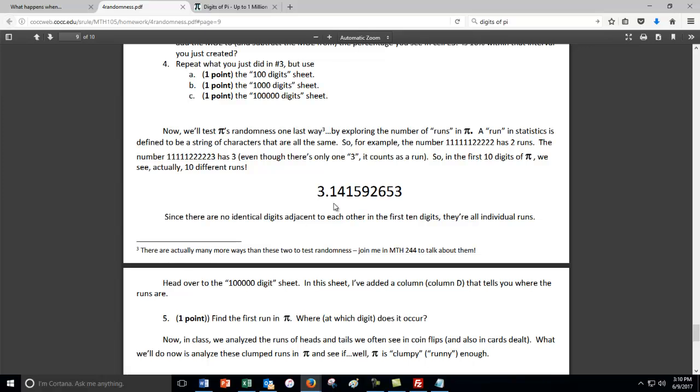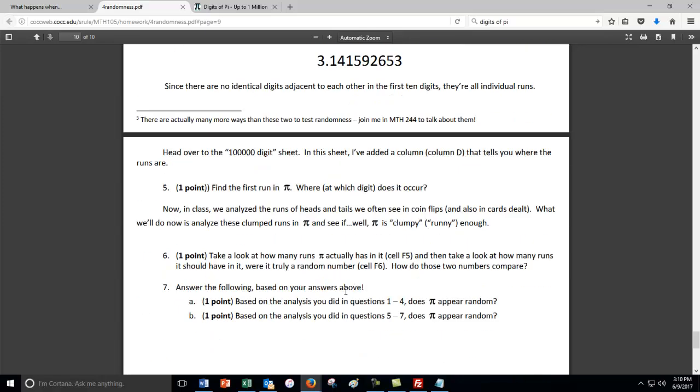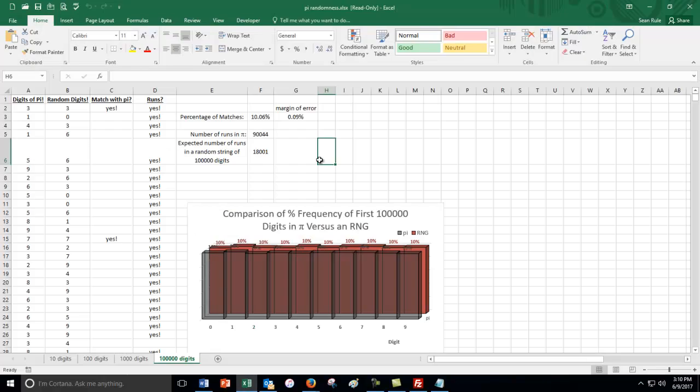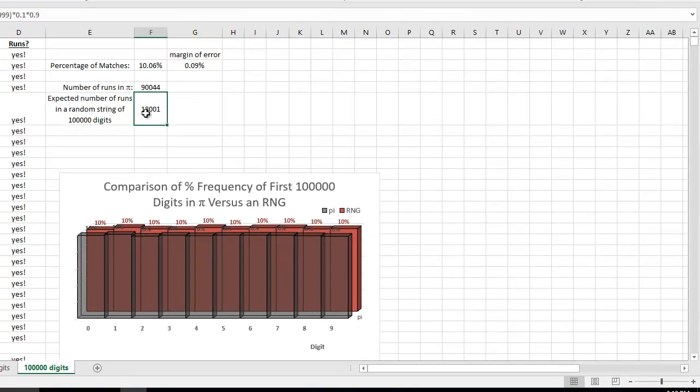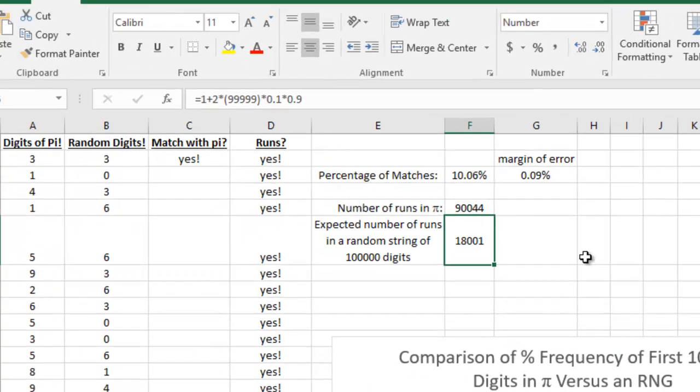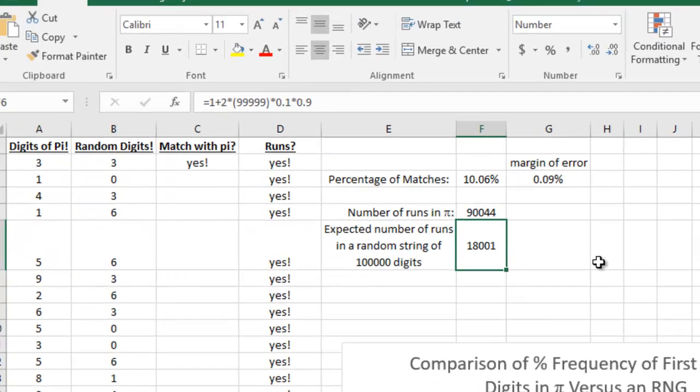The one last thing I wanted to do was check where the runs occurred in pi. And that was just looking at the different digits. The first question was, find the first run in pi. It was almost a stupid little trick question. I didn't mean it to be. The first run in pi is 3, because it's the number and then it changes to 1. So the first run is actually the 3. And then I had you actually count the runs. The number of runs pi actually has is 90,000 some. The number of runs it should have, if it were truly random, is 1/5 of that, about 18,000. So that makes me kind of suspect.